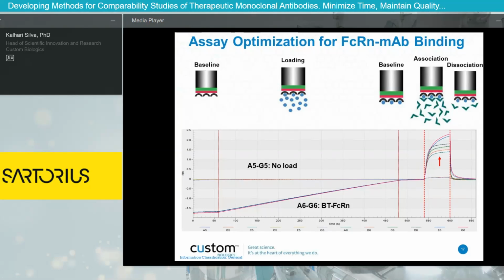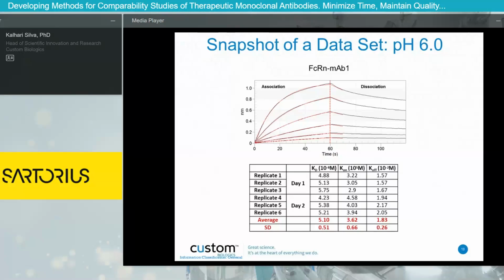event. So this is a snapshot of how a data set looks when the binding interactions were studied at pH 6. It's a triplicate binding study again, performed on 2 different days. And as you can see, the binding constants are very close to one another. They're highly reproducible and reliable, as indicated by the mean values and also by the standard deviation.